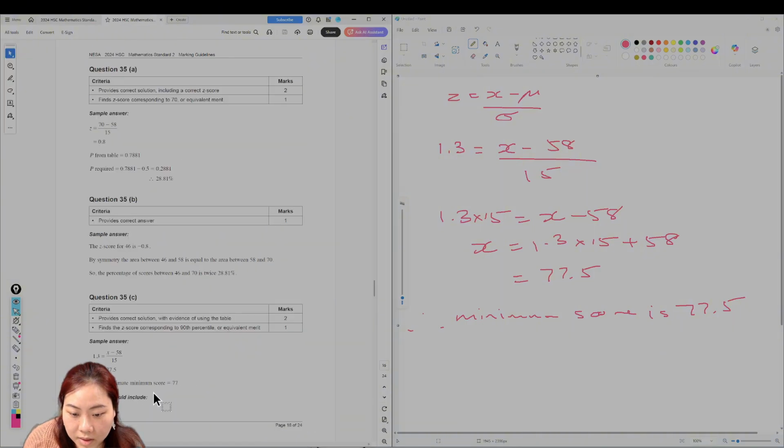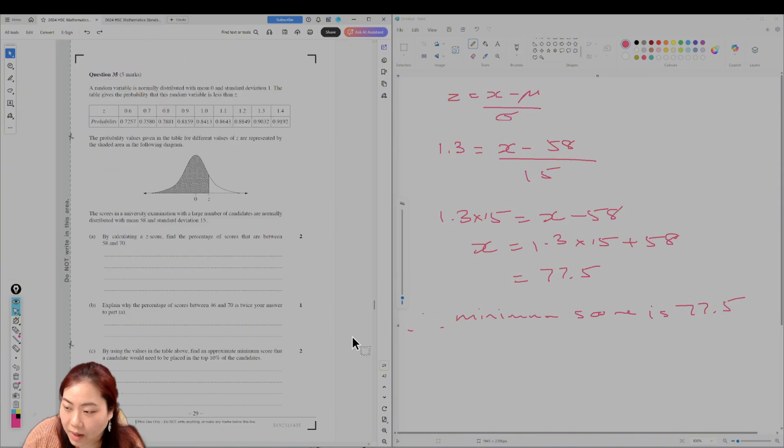Let's see if that's right. Approximately minimum score is 77. Okay, fair enough. Answers could include 78. Wow. Oh, they can't have half scores? I didn't know that the score has to be integers. It wasn't clear here that it can't have half scores, half marks. But anyway, hopefully they would have still ticked it for this answer.